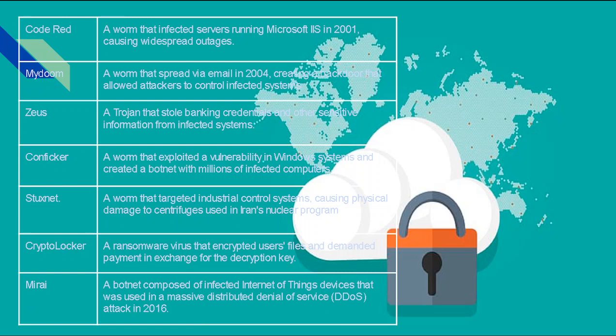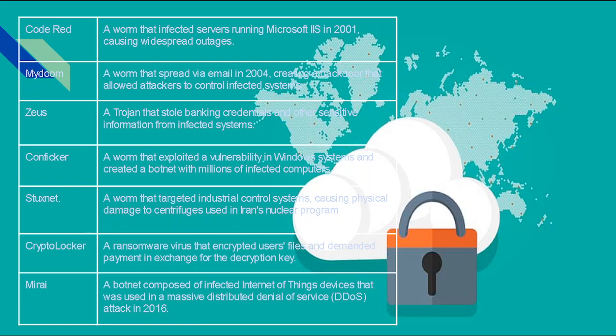Conficker, a worm that exploited a vulnerability in Windows systems and created a botnet with millions of infected computers. Stuxnet, a worm that targeted industrial control systems causing physical damage to centrifuges used in Iran's nuclear program. CryptoLocker, a ransomware virus that encrypted users' files and demanded payment in exchange for the decryption key.